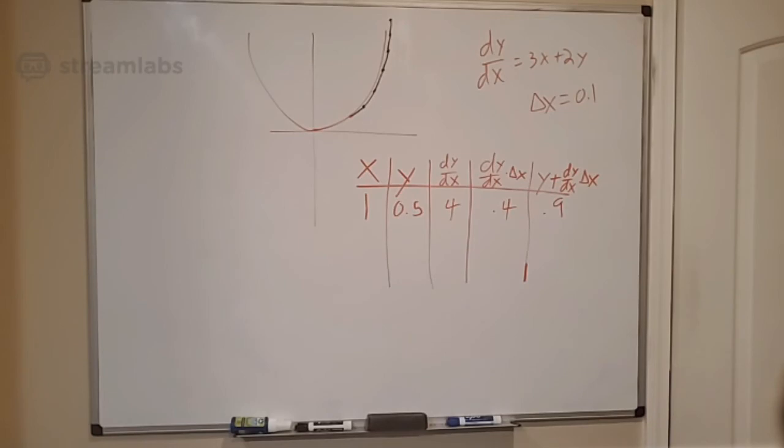Okay, good. I filled in the first line of the chart. I don't know what you heard. They gave us the x and the y, so I filled those in, and then used the equation for dy/dx that they gave us to plug in the x and the y to find my dy/dx, my slope at that point. Then I move along the slope 0.1, so that's where the dy/dx times delta x comes from, which is the 0.4, and then add that to the y value.